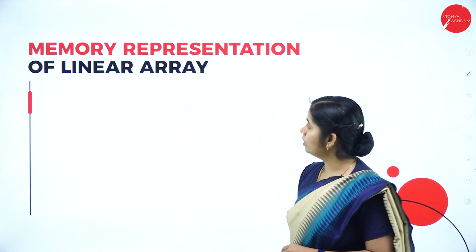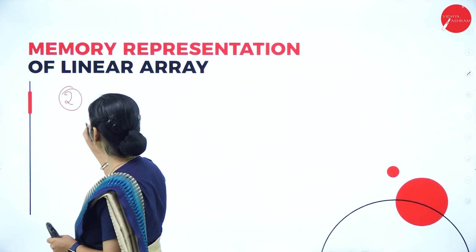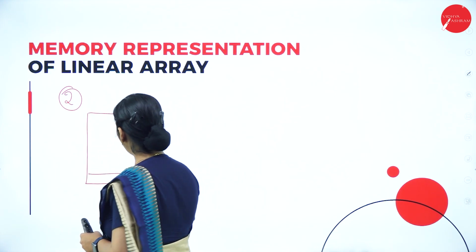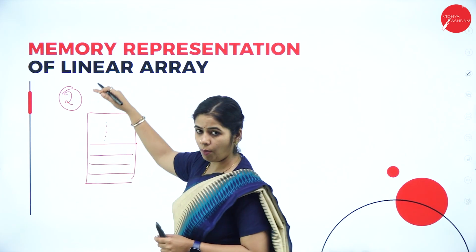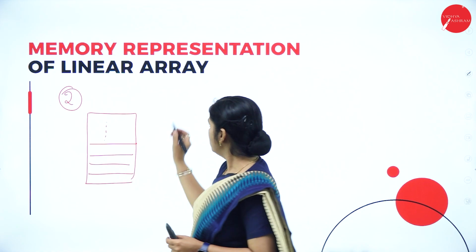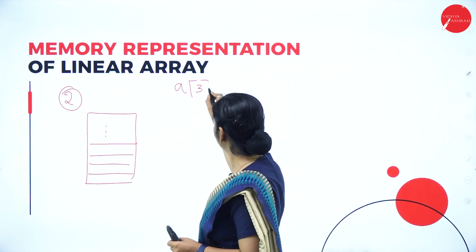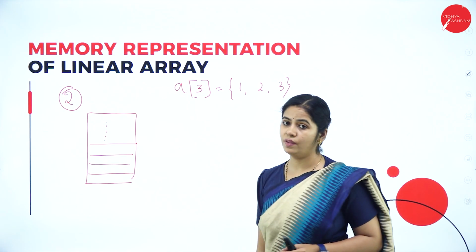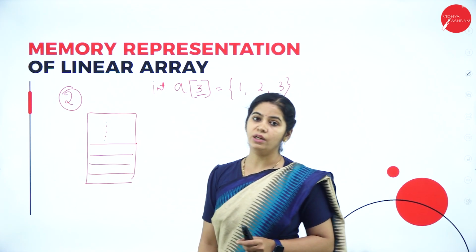Then memory representation of a linear array. We can represent the memory in two ways. Whenever we say memory representation, this is how we write the computer memory. This can be the top-down approach or the bottom-up approach. So if I say A of 3 is equal to 1, 2 and 3, as this is an integer value, what is the type of array? It is an integer array.